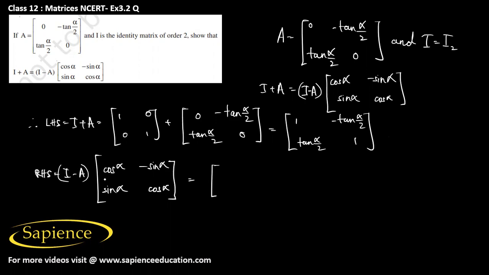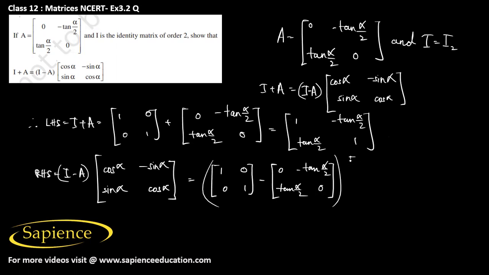Now, therefore, I minus A will be equal to I, which is [1, 0; 0, 1], and minus of this A, which is [0, minus tan alpha by 2; tan alpha by 2, 0]. And with that we have to take the product with [cos alpha, minus sin alpha; sin alpha, cos alpha].